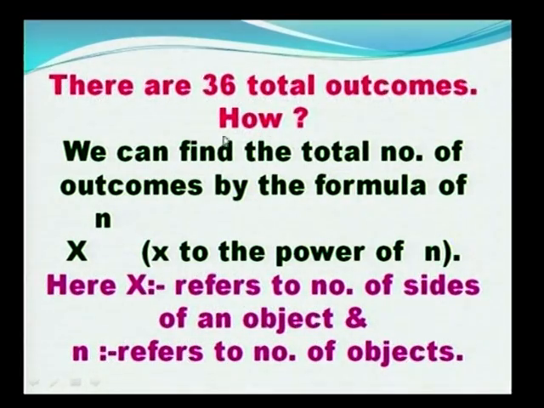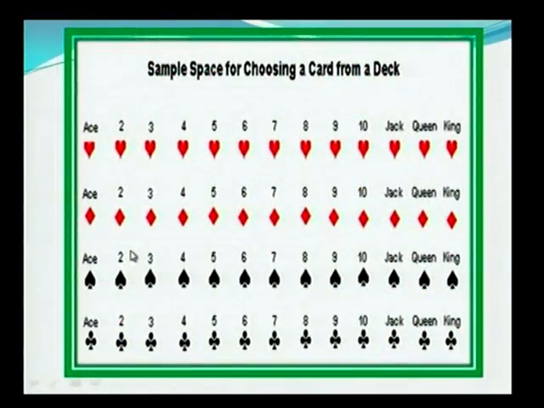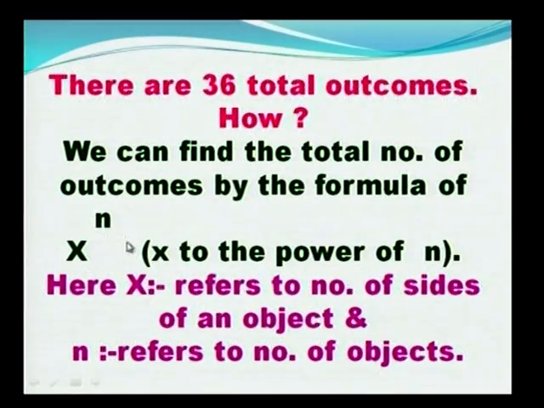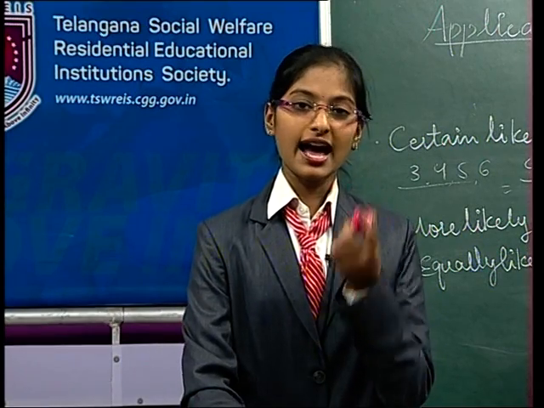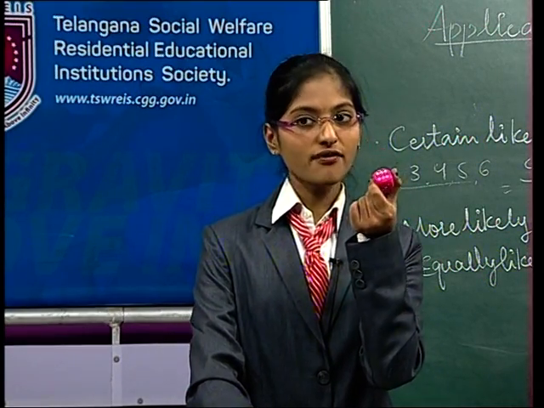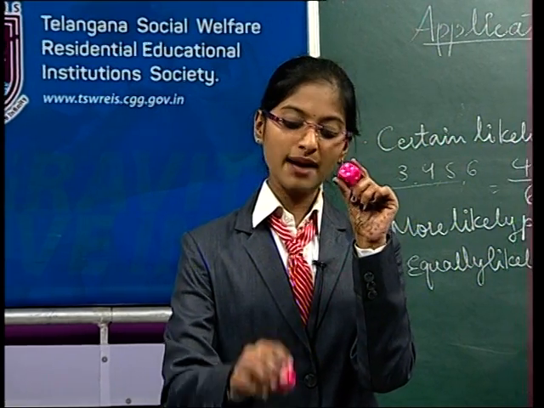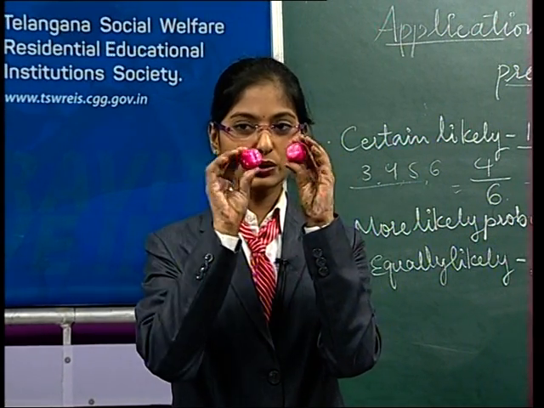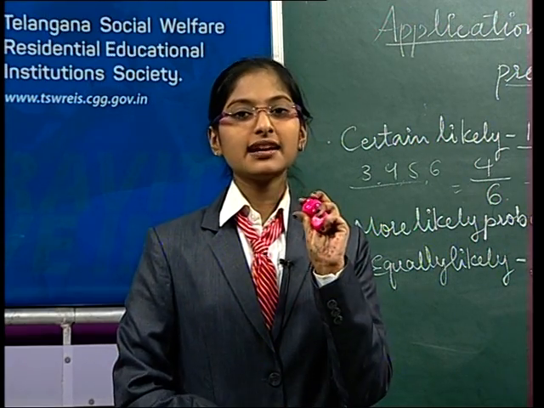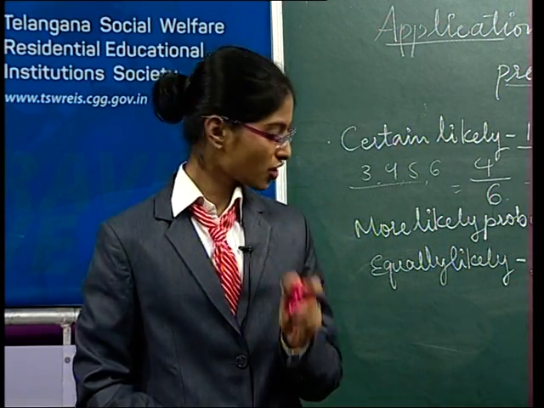How? Can we find the total number of outcomes by the formula x to the power of n? Here, x refers to the number of sides of an object and n refers to the number of objects. Let me see for dice here. Here, I have only a single die, its total number of outcomes is 6. Now, I am going to take 2 dice, then we will think that there are 12 total outcomes, but it is wrong.